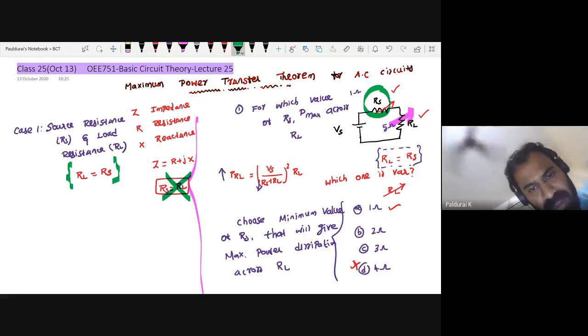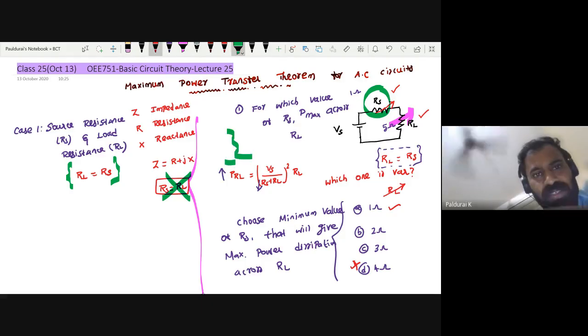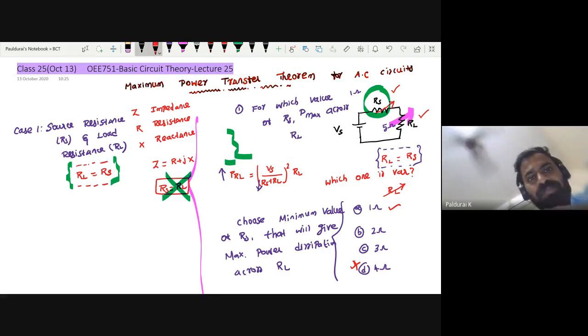So this we already discussed, but I want to derive this. The net is not working. Give me some time. Yeah, it's working. So sorry. So this is my case 1. Okay, source and load both are resistance.